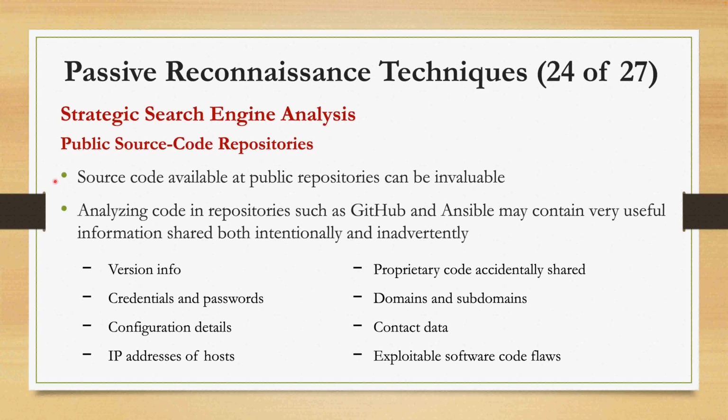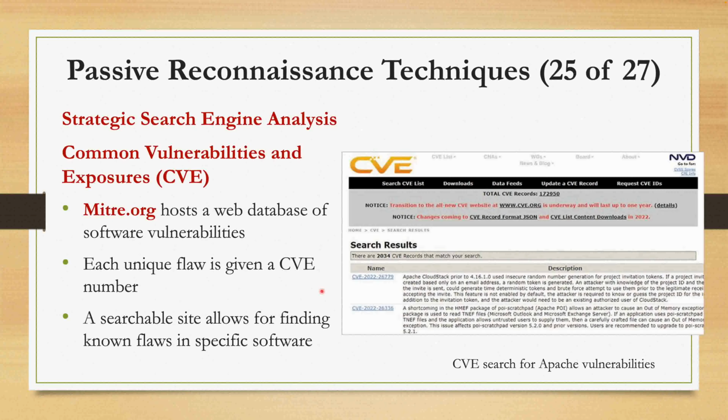Now, another thing here, we have public source code repositories. These can provide valuable insights during reconnaissance. Platforms like GitHub, for example, GitLab, and Bitbucket often contain publicly shared source code that organizations or developers have uploaded. Analyzing such repositories can reveal critical information, like what you see on the screen. It could be credentials, passwords, configuration details, IP addresses, domains, and so on. So these can be very useful information.